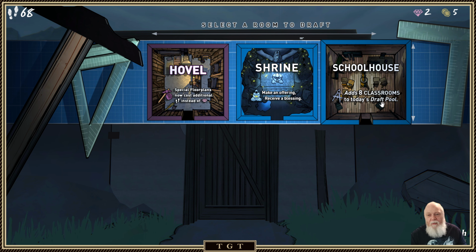Yeah, well, do we want more classrooms? At this point, I've taken screenshots of classrooms 1 through 4. So we would have to do classrooms 5, 6, 7, and 8 for it to be really beneficial. Shrine.